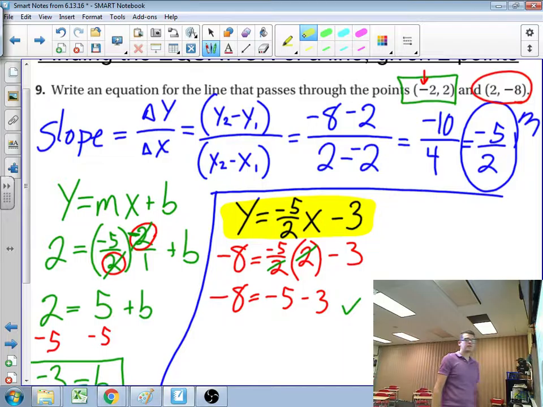So that's the process that you take when you know 2 points. You first find the slope, then use that and one of your points to find the equation. Check it by plugging in the other point that you have.